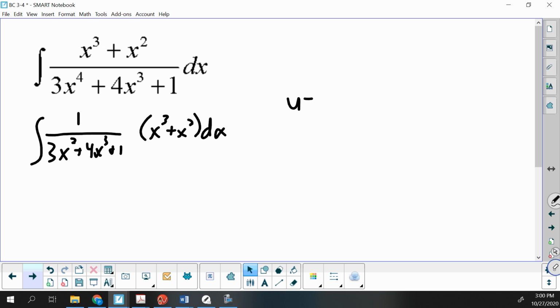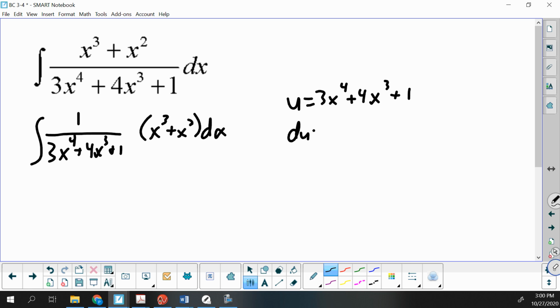But we'll let u equal the denominator, because maybe that was the inside stuff. Oops, I wrote that as a squared. This should be a fourth here. So plus 4x cubed plus 1.